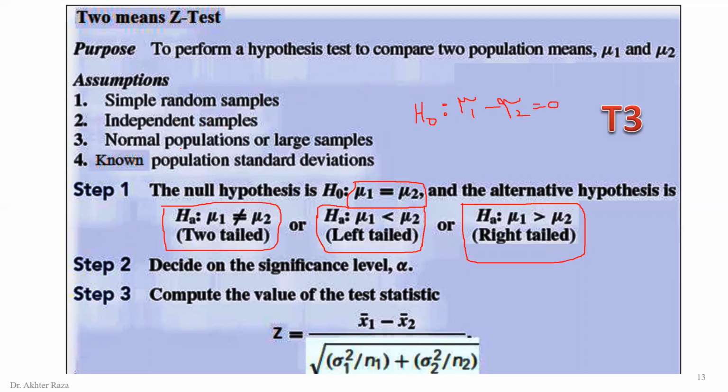Population 1 and population 2 both should be normal populations. If the populations are not normal, then we can rely on large sample sizes. If the sample sizes are large but the populations are not normal, we can use this procedure. If the populations are normal but the sample sizes are small, we can still use this procedure, because the central limit theorem gives us the chance to use that distribution.